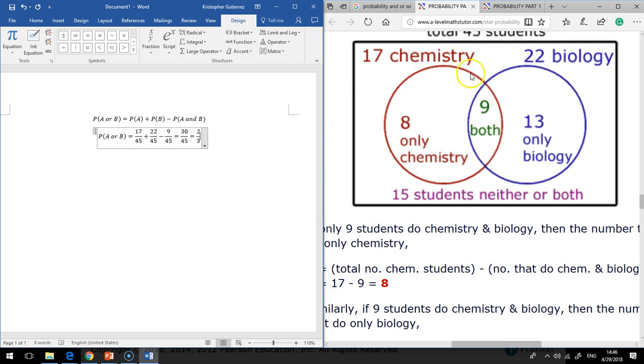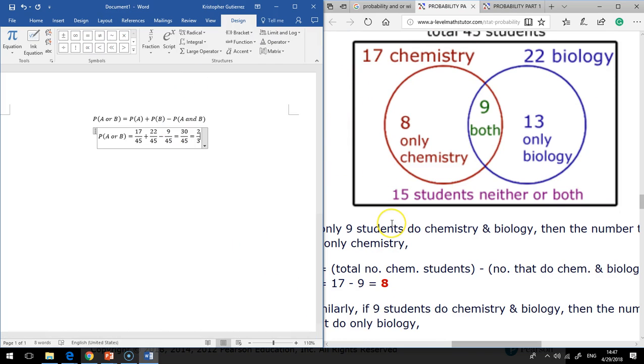And you can kind of see why when you look at the Venn diagram. We have these 17 students. If I count all 17, I'm counting the 8 and the 9. When I add biology, I count the 13 here and the 9 again. Therefore, I have to subtract this 9. And these 9 are both. Now, the probability of A and B, that both of them are correct, is 9 out of 45. And that's how we get it from a Venn diagram.